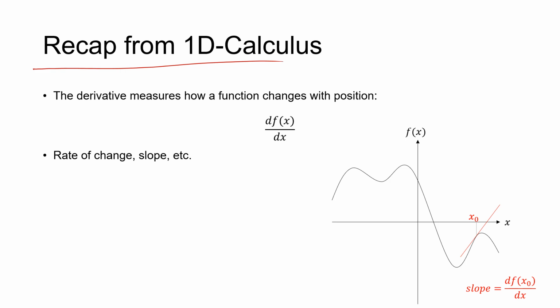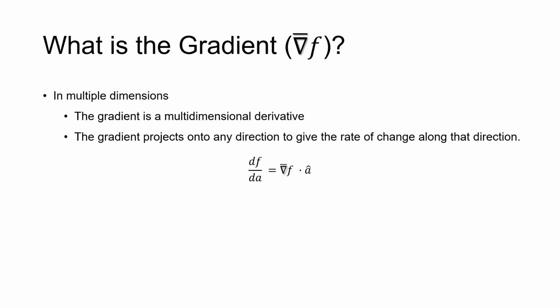Normally, if we have a function of the variable x and would like to take the derivative, it is defined as the rate of change or the slope. For example, at a point x naught, if we make the tangent here, the slope of this tangent line will simply be the derivative. So what is the gradient?